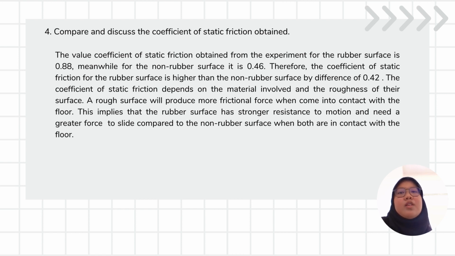The coefficient of static friction depends on the material involved and the roughness of the surface. A rough surface will produce more frictional force when it comes into contact with the floor. This implies that the rubber surface has stronger resistance to motion and needs a greater force to slide compared to the non-rubber surface when both are in contact with the floor.